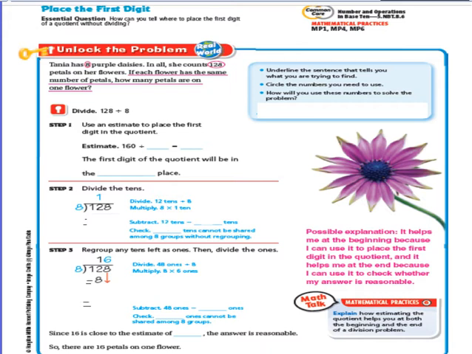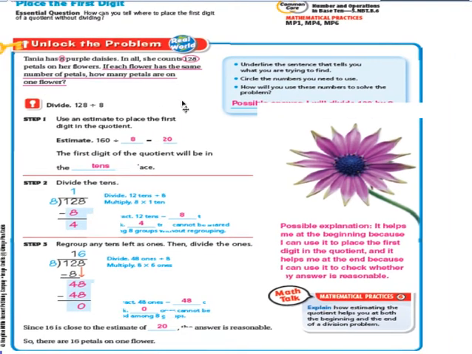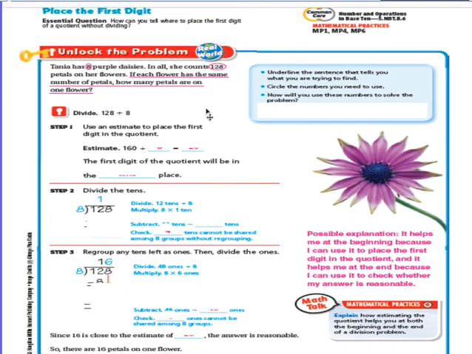So we've got to look for those keywords first. What do I want to know? What question? So let's underline that: if each flower has the same number of petals, how many petals are on one flower? Then circle the numbers we need. Well, we know we have 8 daisies, and we know we have 128 petals. We want to know if they're the same exact number. When we have the same exact number and we're breaking them up into equal groups, we are dividing.